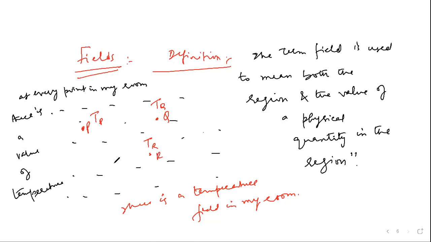Got it? Likewise, you can talk of pressure field in the room, because at every point there will be a value of pressure. Now, whether I talk of temperature field or pressure field, these are called scalar fields, because temperature and pressure both are scalar quantities, so they are scalar fields. You can have a vector field.